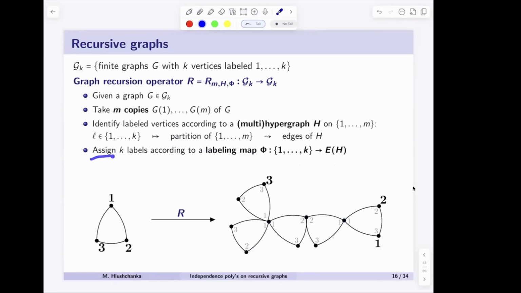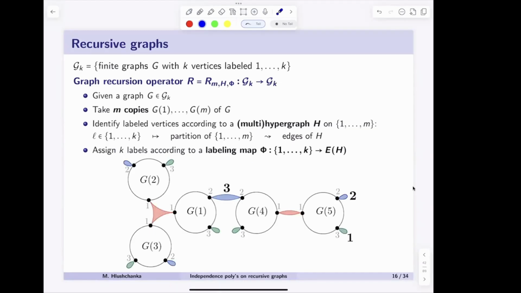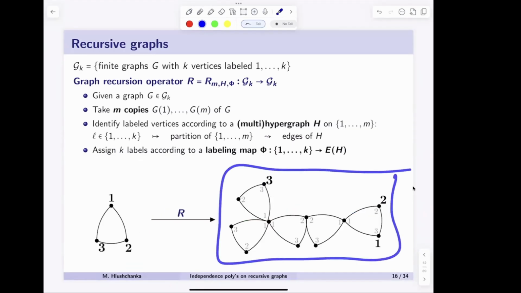And the last thing that I should do is, I have to introduce also new labels. So I have to introduce new labeled vertices. And for this, I have the so-called labeling map where for each possible label from 1 to k, I just choose one of the hyper edges. So this is 1, 2, 3. I have 3 hyper edges in my graph. And I just say that the vertex that would correspond to this hyper edge will get new label 1. So this is the new picture.